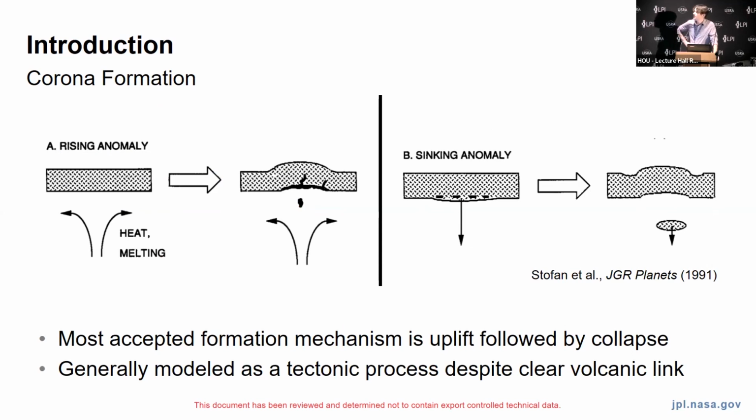Most models of corona formation are imagined as some kind of uplift followed by a collapse. So the general idea is that you have some kind of upwelling, like a plume or a diapir. Maybe it melts, but it uplifts the surface a little bit, and then at some point it collapses and creates the topography and the ridges. And you can also do essentially the same thing if instead you delaminate the lithosphere. So you have material fall off, upwelling mantle fills in, creates topography.